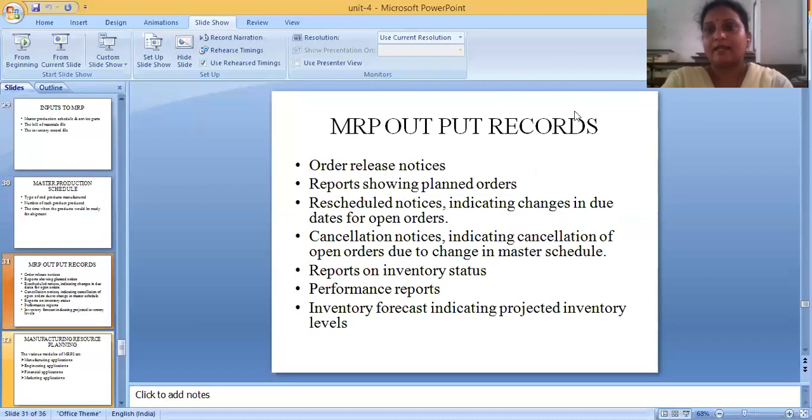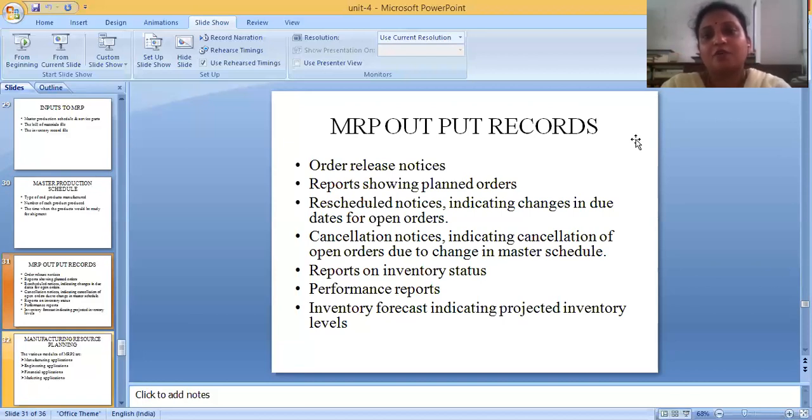Now, let us look at the outputs of MRP. Here, the first one is the order release note. Order release note in the sense, when you are in need of some raw material, we give some order, in the sense we need so and so material or so much of quantity. That is called an order release note. The person who is supplying the material will take that order release note and will give us the material and then will make the payment. So that is the order release note.